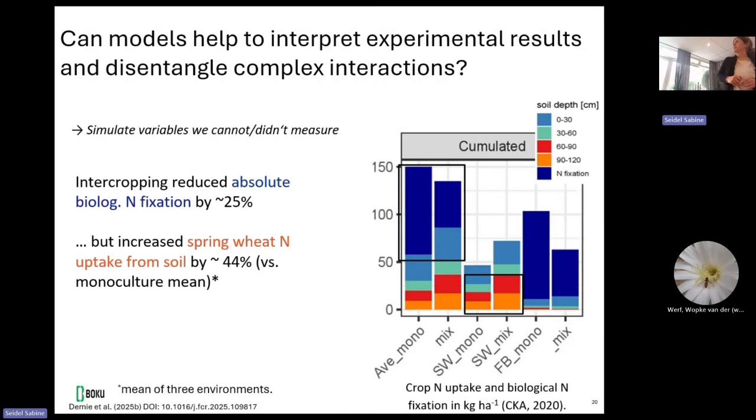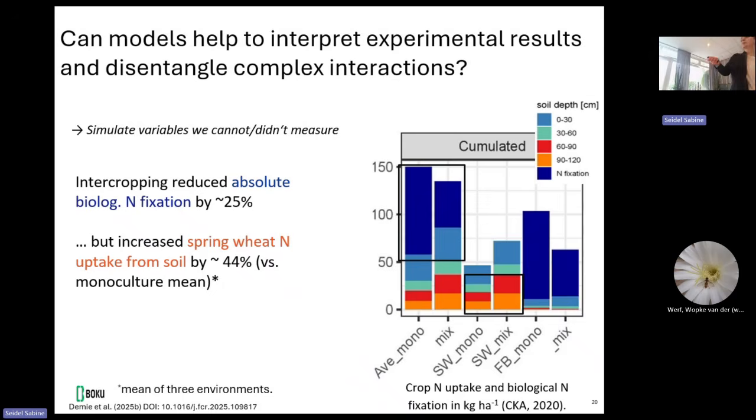Another example of simulating values that are hard to measure is the N uptake. So here we simulated the crop N uptake plus the biological fixation of the fava bean. It is the same figure. Again, here, the average of the monocrop, the average of the mix, then here spring wheat and fava bean, and the colors are again the soil depth. Sorry, I forgot to mention it before. I hope you saw it. So this is the top layer from 0 to 30, and then 30 to 60, 60 to 90, 90 to 120. And the dark bluish is the N fixation.